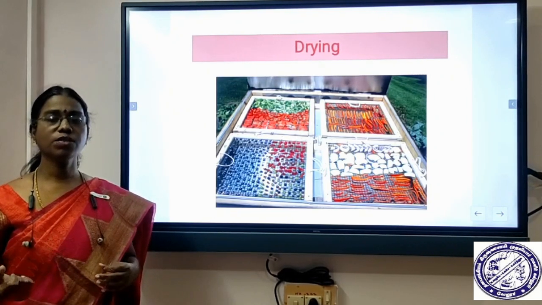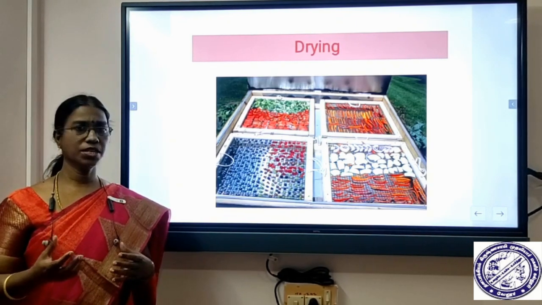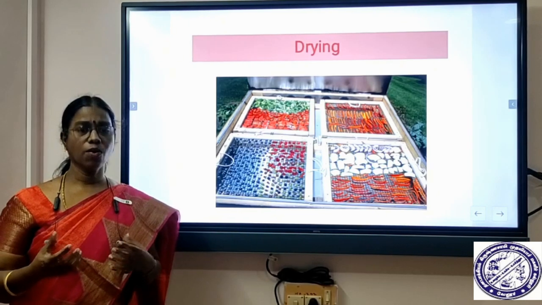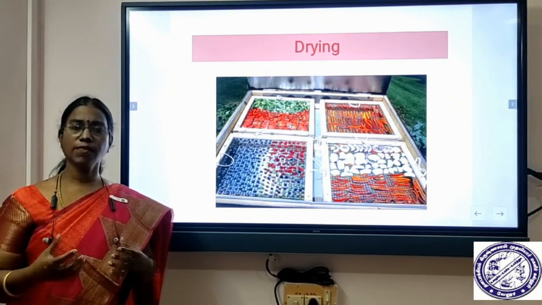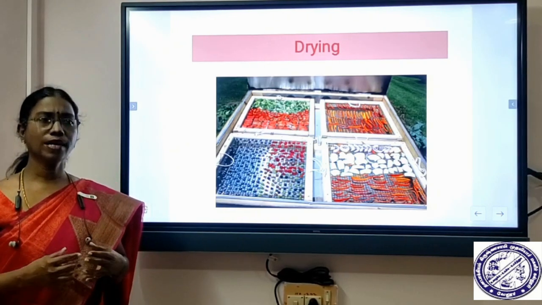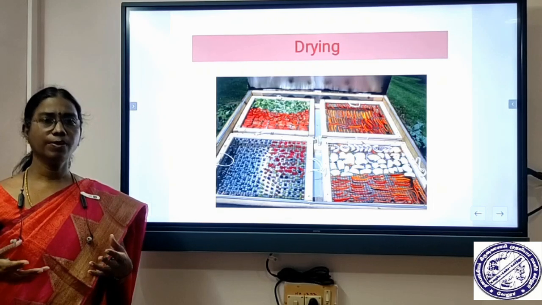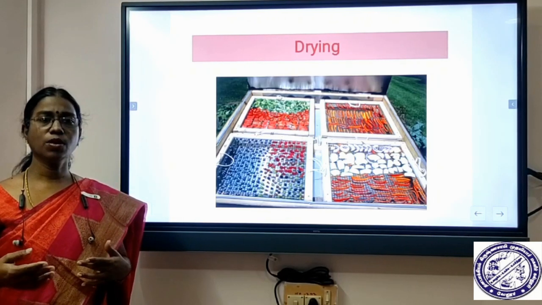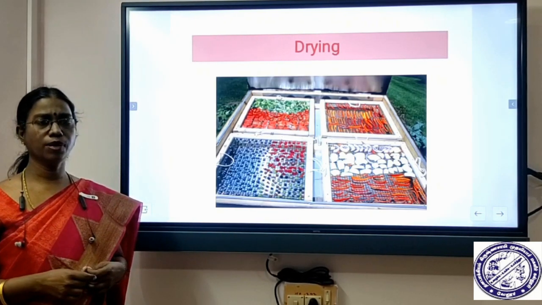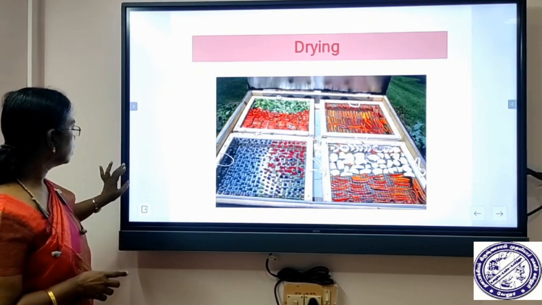So drying removes the moisture. As you all know, water is essential for all living cells. Likewise, microorganisms also require moisture for their survival. So once the water is removed from the food, the microorganisms will be killed automatically because no moisture is available for their survival.